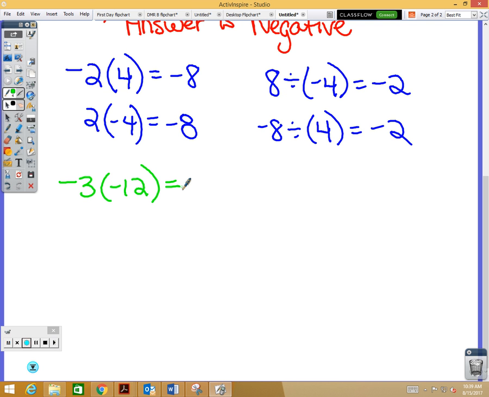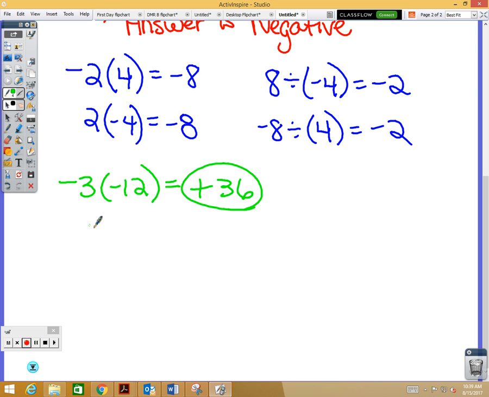What about this one right here? Positive. Negative times negative would give me a positive. And then I go back through and I think about my numbers. 3 times 12 is 36. Now, we've talked before that you don't have to have that plus sign, that positive sign out in front of your answer, but you definitely can.